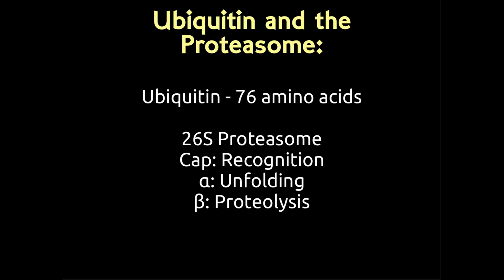So let's first talk in this pathway about ubiquitin. Ubiquitin is a small protein. It's about 76 amino acids. And then we also have the 26S proteasome, which has two each of three different subunits. We have the cap, which functions in recognition of proteins. We have the alpha subunits, which are involved in unfolding the protein, and the beta subunits that are involved in breaking down the protein, or proteolysis.